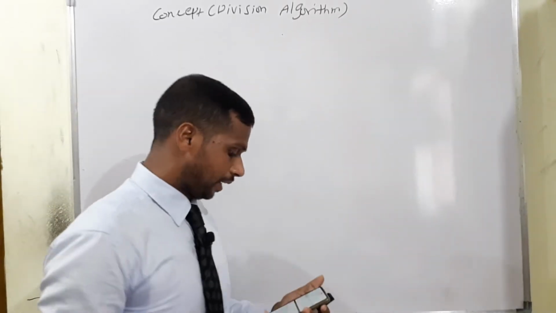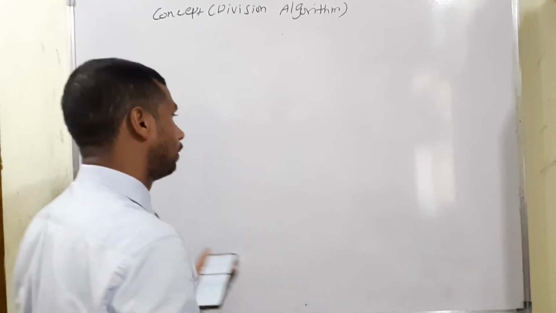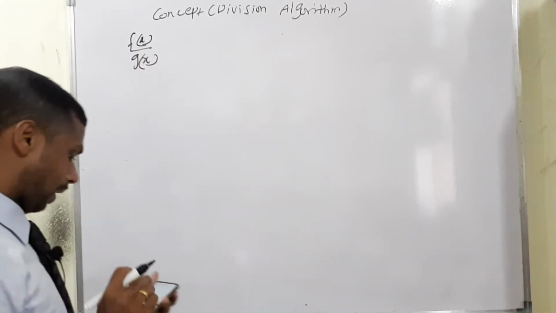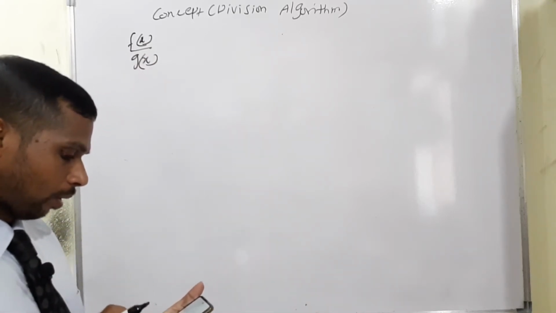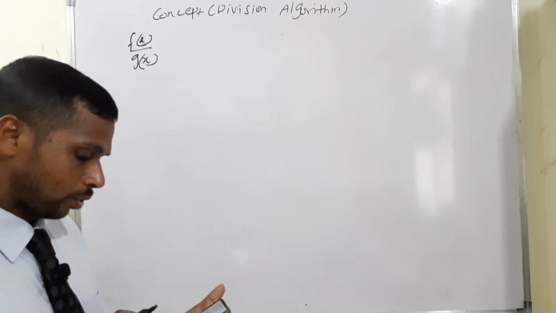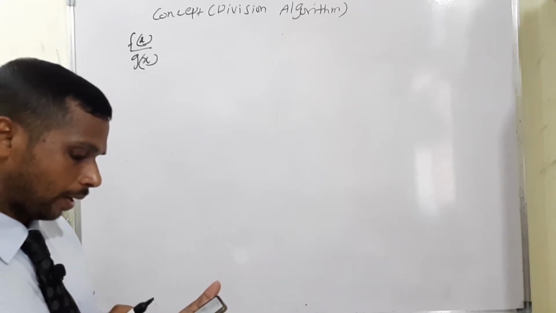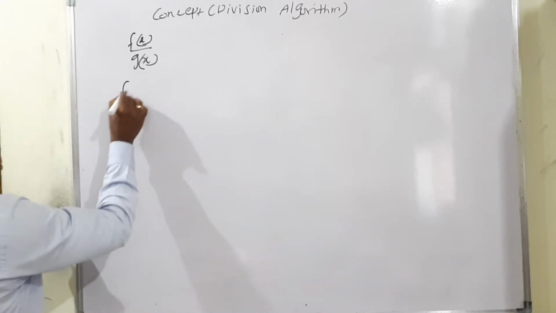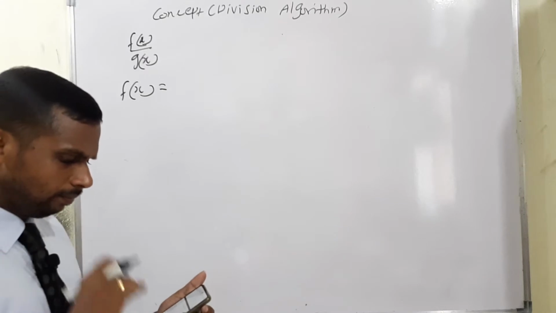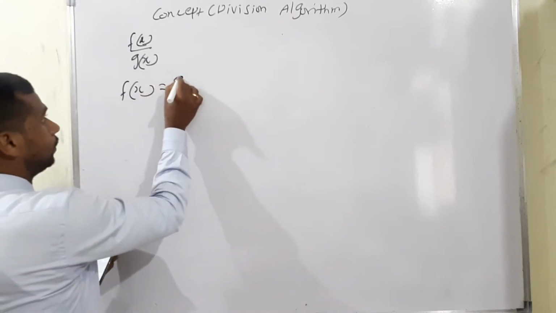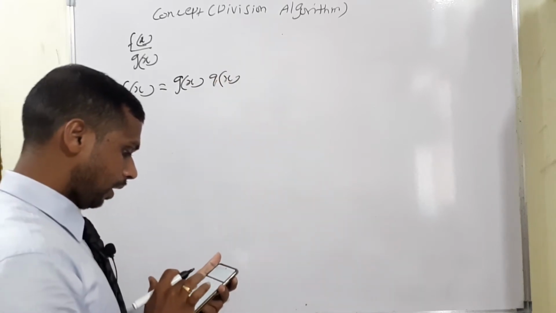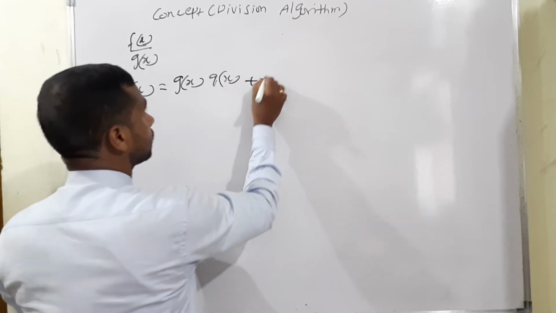Moving to another concept, the division algorithm. So what is the meaning of the division algorithm? f of x divided by g of x, isn't it? Two polynomials, f of x and g of x, have been taken. g of x, as I already told you, is not the zero polynomial. There exist two polynomial functions such that, in your book, page number 65, f of x is equal to g of x into q of x plus r of x.